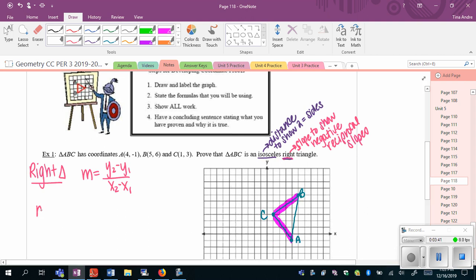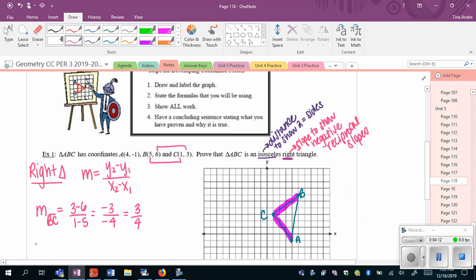So I'm going to find the slope of BC. Notice I'm putting BC as my subscript so that it's clear that that's what I'm finding the slope of. I like to draw my little brackets up here. So it's going to be 3 minus 6 and then 1 minus 5. Make sure whatever order you subtract, you're consistent. So then I end up with -3 over -4. So this ends up giving me 3/4.